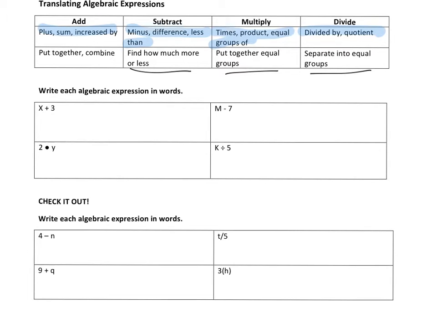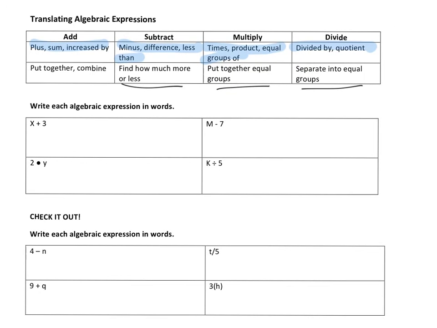So write each algebraic expression in words. So x plus 3. So we're adding. So I'm simply going to write x. We're going to write x and then plus 3. You could have said 3 increased by x, or x increased by 3.